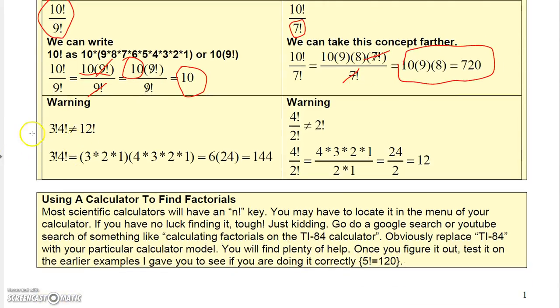A couple of warnings here. 3 factorial times 4 factorial doesn't equal 12 factorial, and 4 factorial divided by 2 factorial does not equal 2 factorial. Because factorial notation means you have to calculate the factorial first. So 3 factorial would be 3 times 2 times 1, 4 factorial would be 4 times 3 times 2 times 1, or just 6 times 24. So that would give you 144. And obviously if you did 12 factorial, that's going to be much greater than 144. And similarly over here, you do the 4 factorial on top, then the 2 factorial on bottom, get 24 over 2, and you get 12.